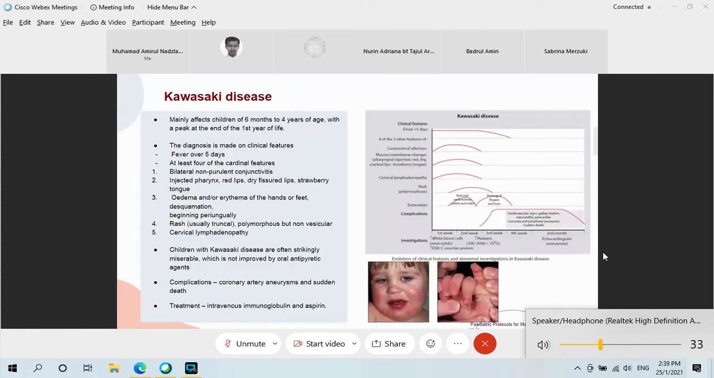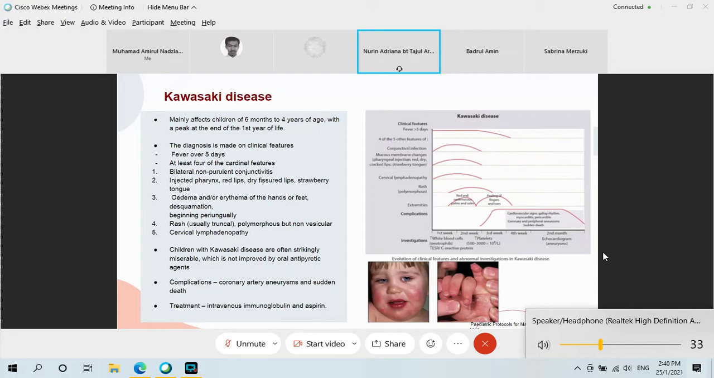For Kawasaki disease, it mainly affects children of 6 months to 4 years of age with a peak at the end of the first year of life. And the diagnosis is made on clinical features. First, the child must have fever over 5 days and at least 4 of the 5 cardinal features. First is bilateral non-purulent conjunctivitis, injected pharynx, red lips, dry facial lips, and strawberry tongue. Next is edema or erythema of the hands or feet, and desquamation, which is peeling of the skin beginning periungually, and then rashes, usually truncal, polymorphous but non-vesicular, and cervical lymphadenopathy.